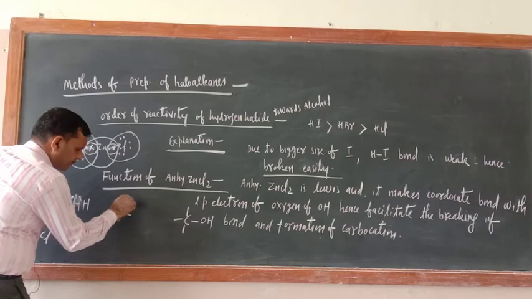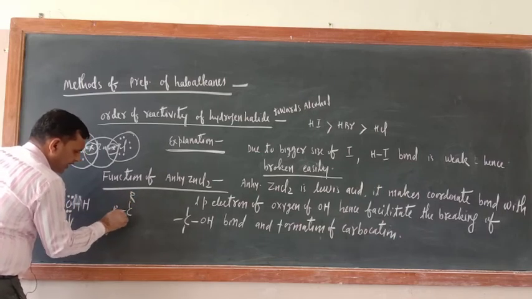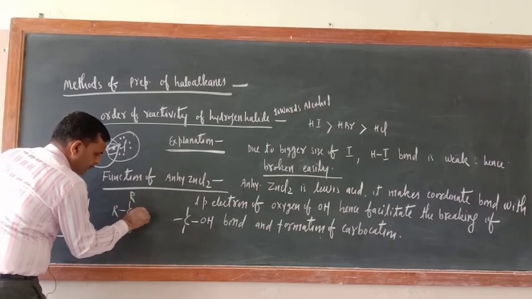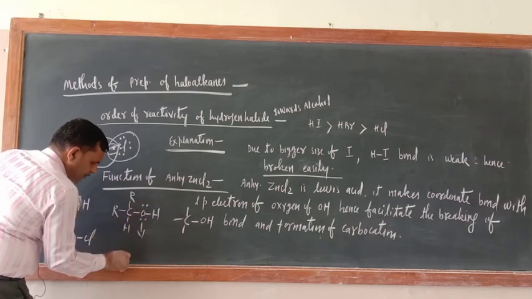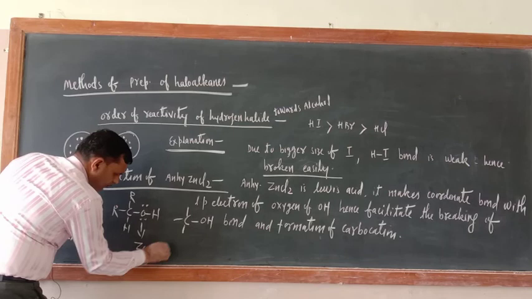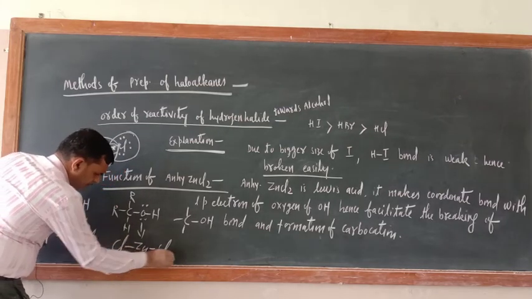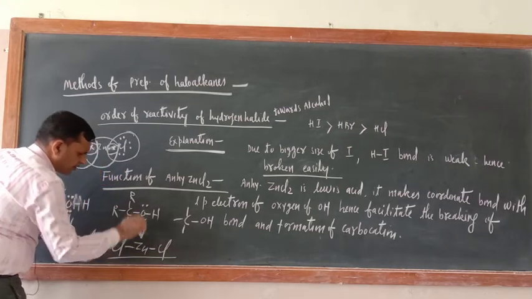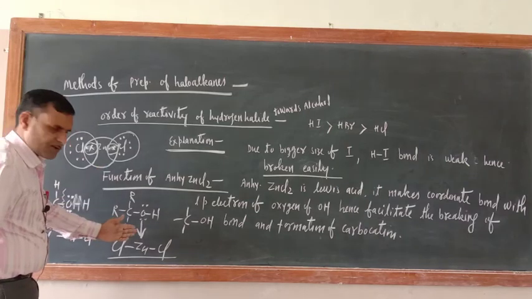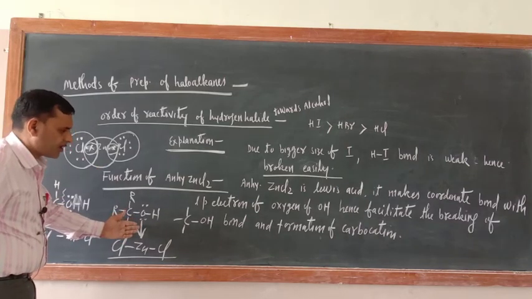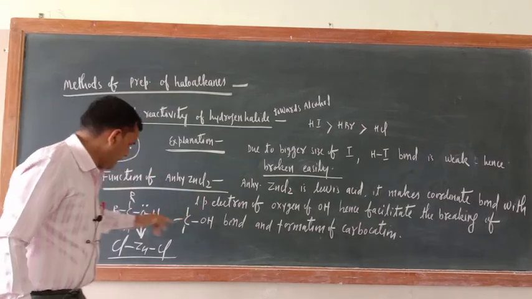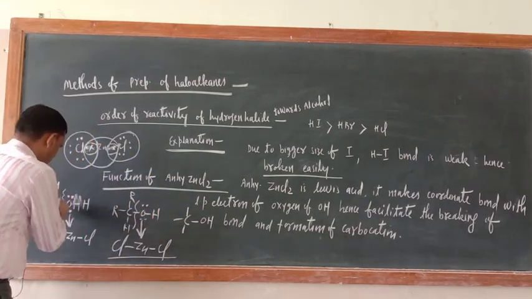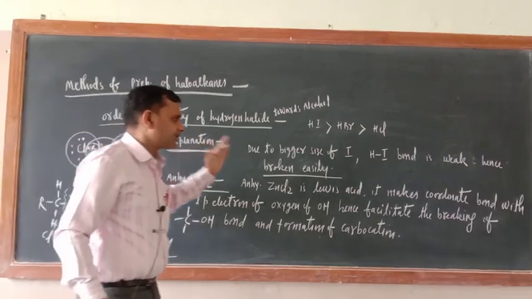The same is the case with 2 degree. Here C, here R, here H, here OH. Here also a lone pair of electrons is there. So here also Zn, Cl, and Cl. Correct or not? So here also only a coordinate bond is there. Making of a coordinate bond means facilitating the breaking of this bond. That is the function of anhydrous ZnCl2.